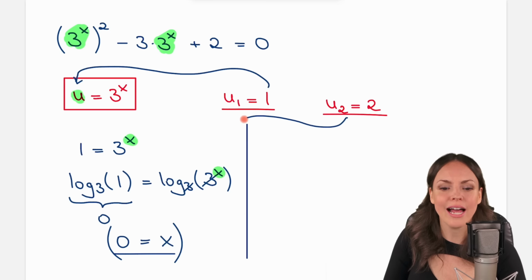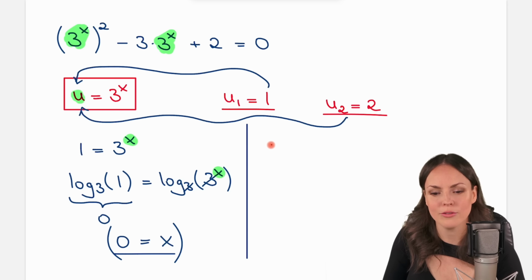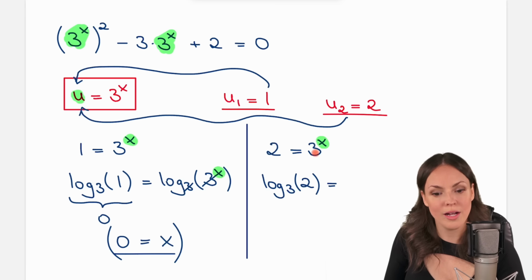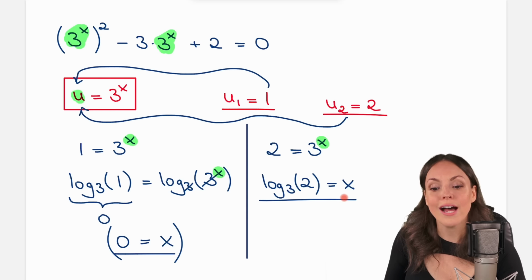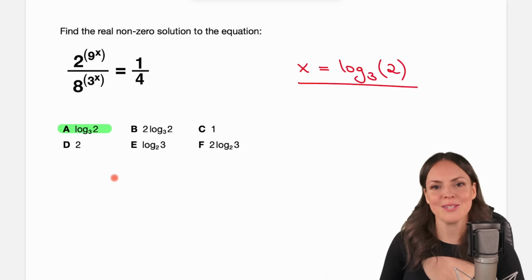But we also have a second u, so let's insert the 2 in here so that we have 2 is equal to 3 to the power of x. Let's solve this for x by applying the logarithm, base 3 again, so that we have on the left side log base 3 of 2 this time is equal to... If we apply the log base 3 here as well, we can see that it cancels out and only the x is left. We found a solution. Let's see if we can find this solution here in the answers. Yes, it's answer A, and we solved this problem.